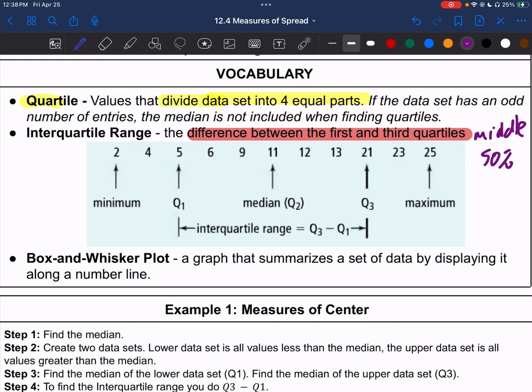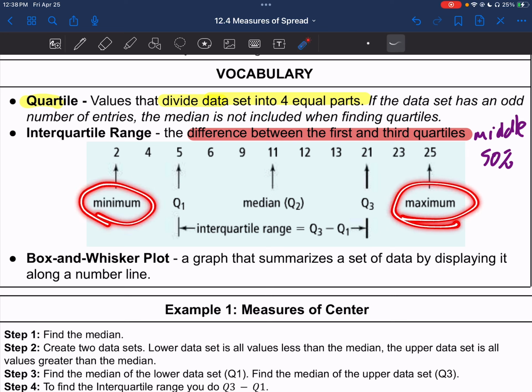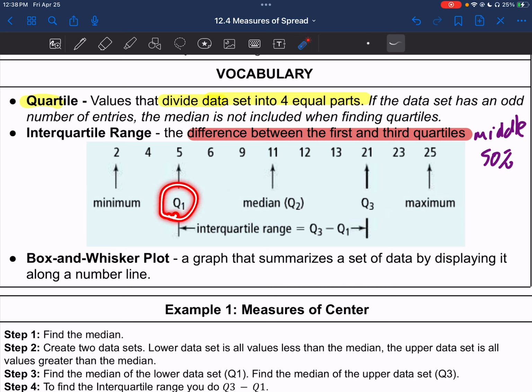And here we have our examples of quartiles. We have our minimum, that's your lowest value. Your maximum is your highest. Your median is your middle value. It is also the second quartile. Then you've got quartile 1 and quartile 3, your outer quartiles. In your interquartile range, you do quartile 3 minus quartile 1.